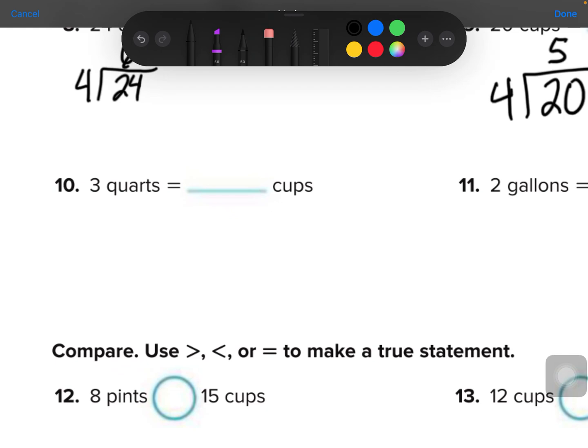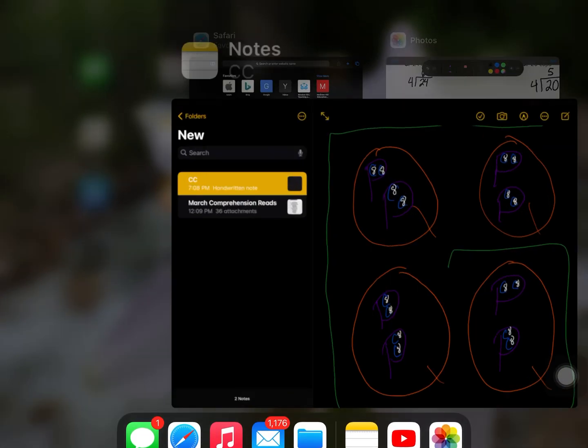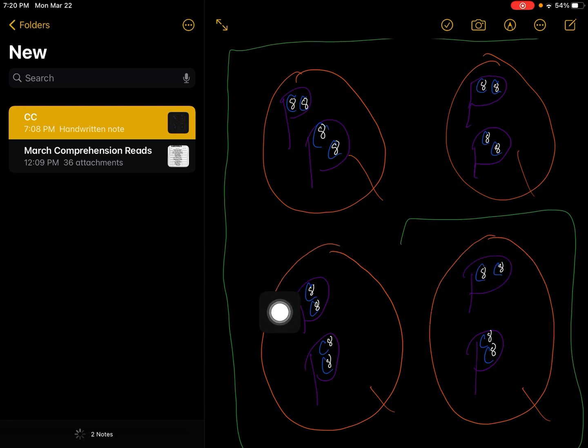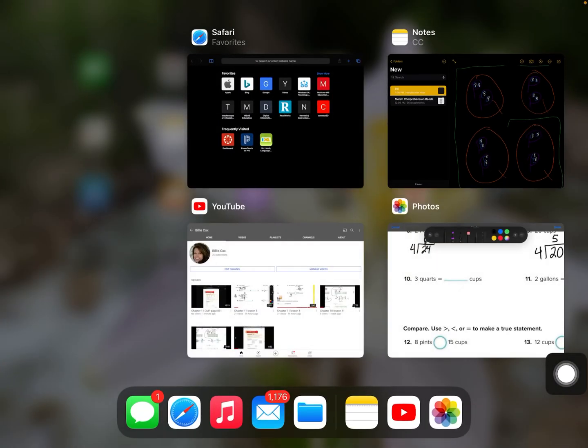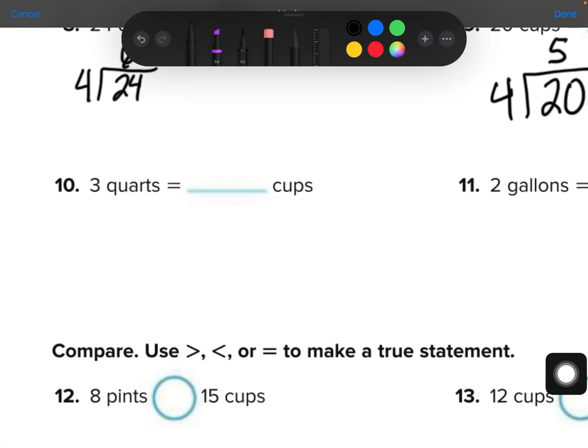Number 10, I had 3 quarts, and that's how many cups? Okay, 1, 2, 3. Let's count the cups. 1, 2, 3, 4, 5, 6, 7, 8, 9, 10, 11, 12. So 12 cups.